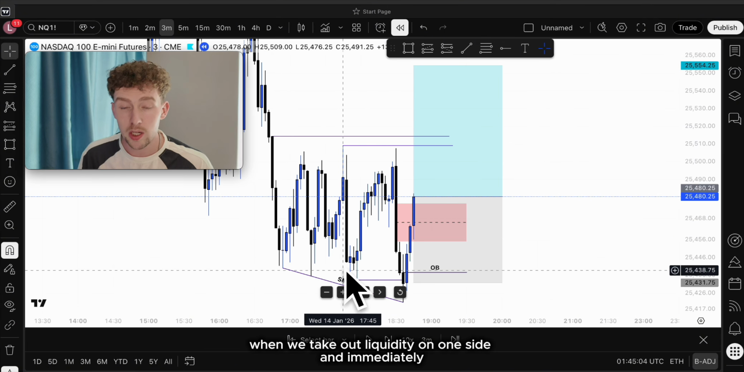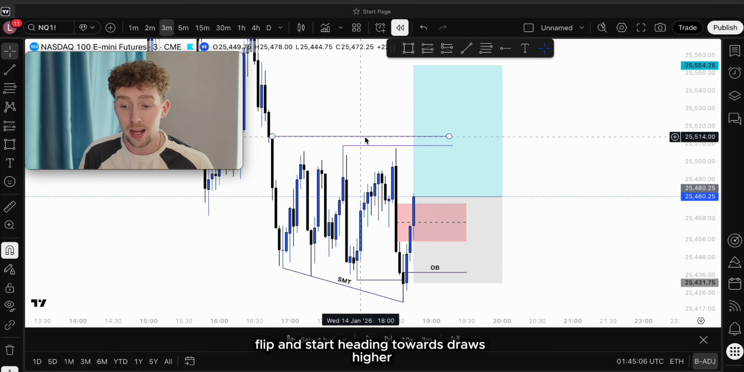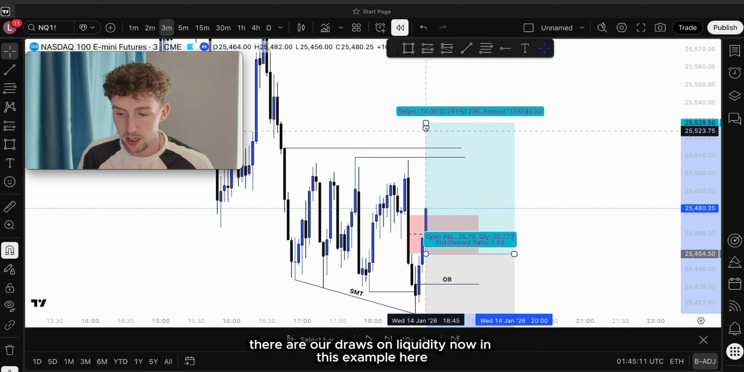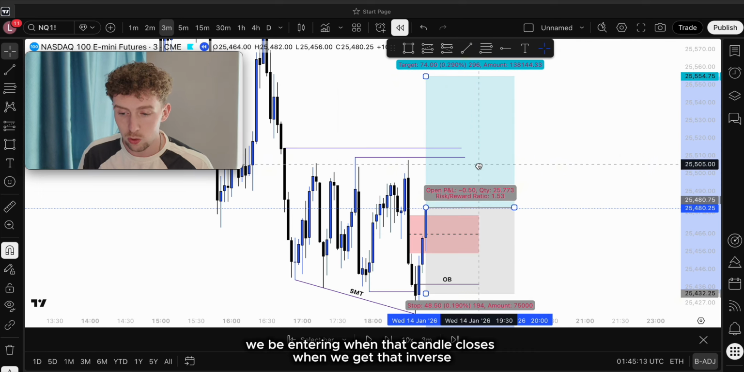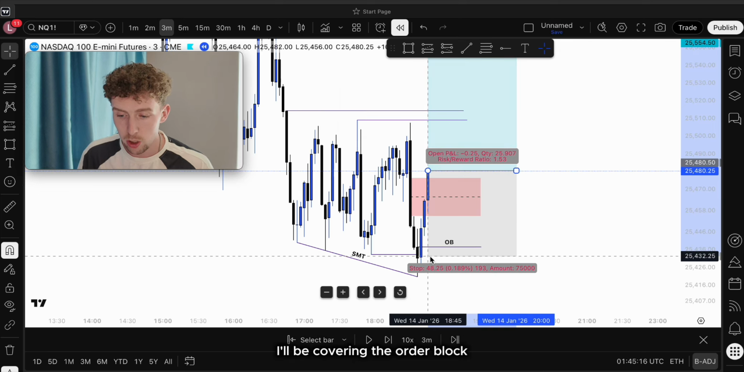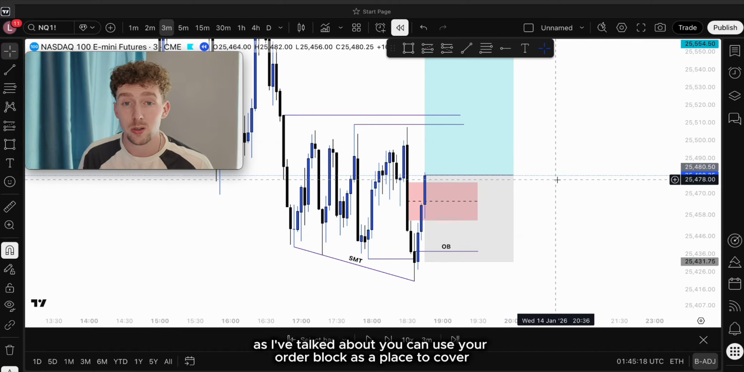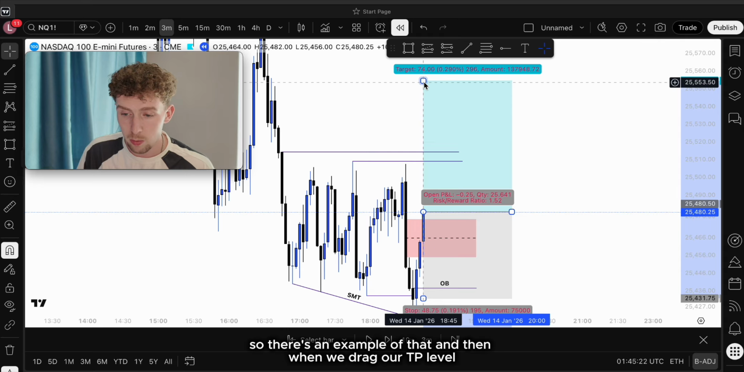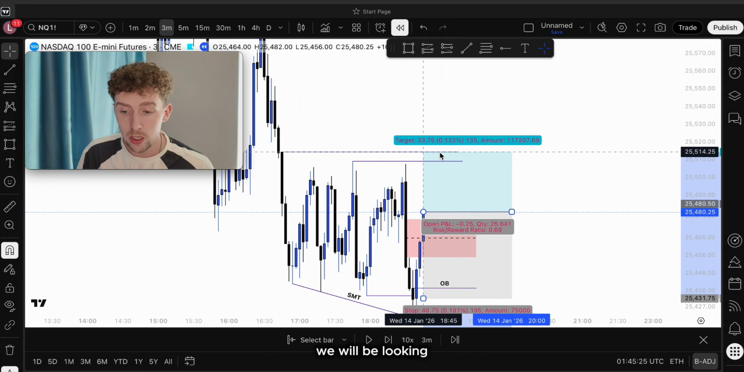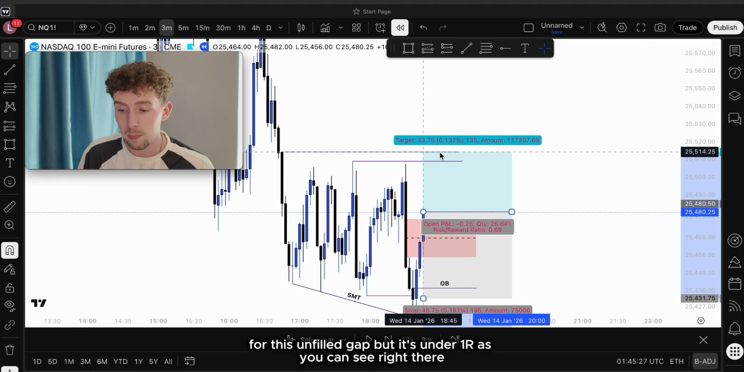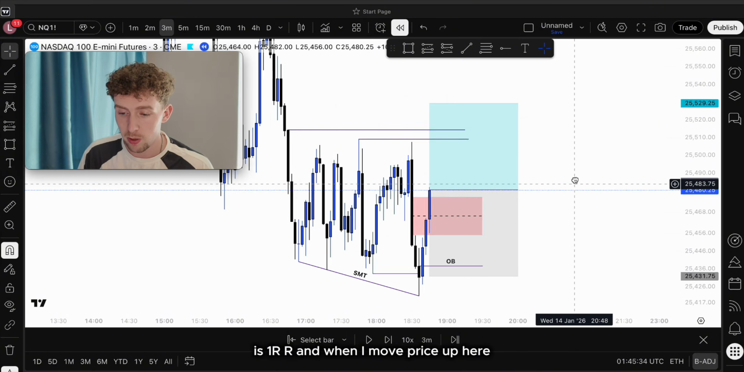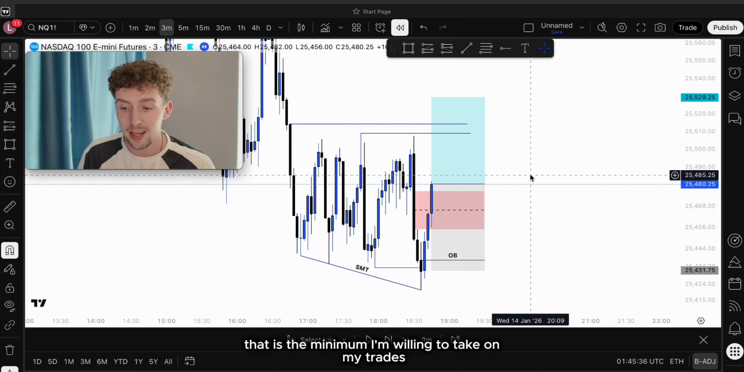When we take out liquidity on one side and immediately flip and start heading towards draws higher, they are our draws on liquidity. Now, in this example here, we'd be entering when that candle closes, when we get that inverse. I'd be covering the order block. As I've talked about, you can use your order block as a place to cover stop losses. So there's an example of that. And then when we drag our TP level, we will be looking for this unfilled gap. But it's under 1 hour, as you can see right there. So the minimum I take on my trades is 1 RR. And when I move price up here, that is the minimum I'm willing to take on my trades.